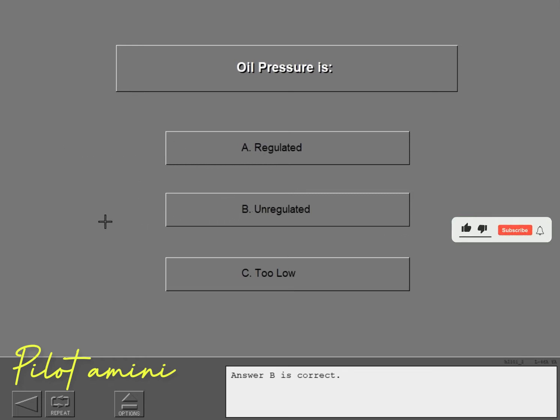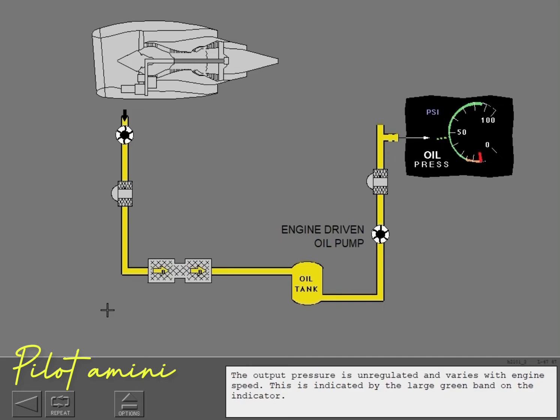Answer B is correct. The output pressure is unregulated and varies with engine speed. This is indicated by the large green band on the indicator.